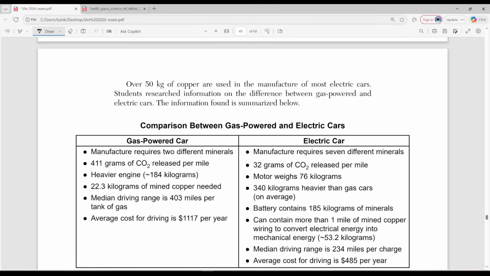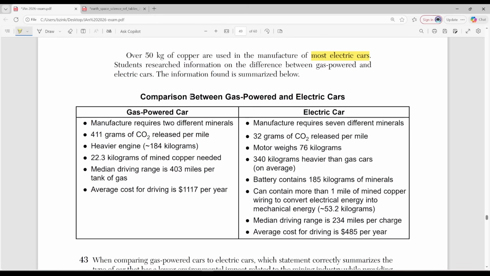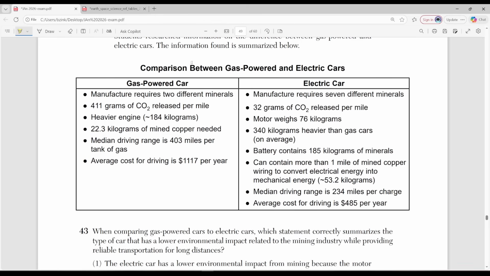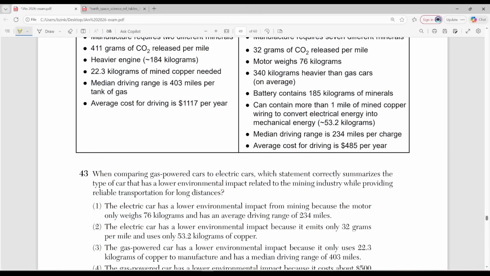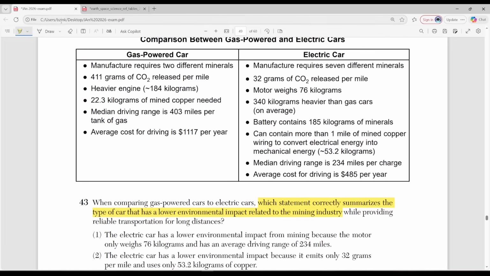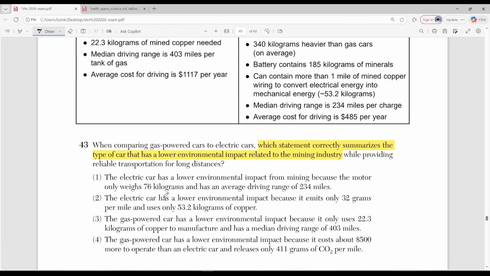All right, moving on. Over 50 kilograms of copper are used to make electric cars. Students research information on the difference between gas and electric cars. Okay, let's just look at the question. When comparing, which statement correctly summarizes the type of car that has a lower environmental impact? I mean, related to the mining industry, I know, based on this test, they're going to say electric cars. So we'll probably assume that the answer is electric, but we'll check anyway, just to make sure.